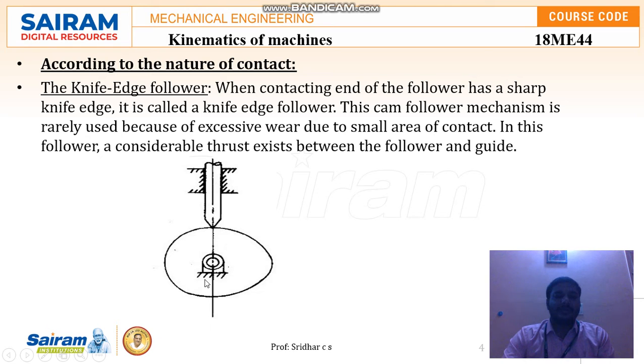The knife edge follower is one where the edge of the follower is in contact with the cam, and the edge of the follower is a sharp edge. This sharp edge is continuously in contact with the rotating cam. Because of the sharp edge, the contact area is very small, only at a particular point. Hence excessive wear takes place. So the applications of the knife edge follower are fewer compared with other types of followers.